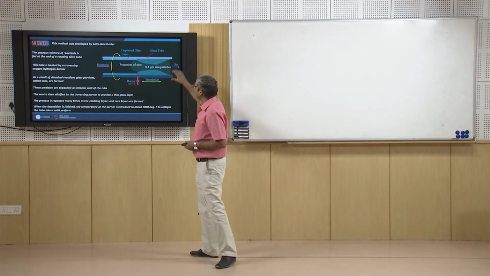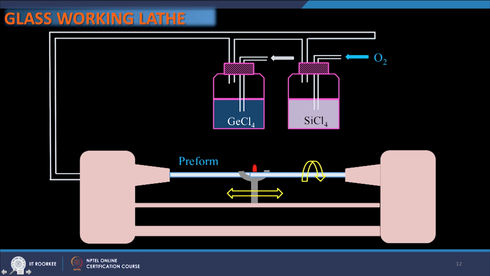This is done on a glass working lathe. A typical lathe looks like this, where you have this silica tube, and these chemicals SiCl4 and GeCl4 in an oxygen environment are flown in from here.